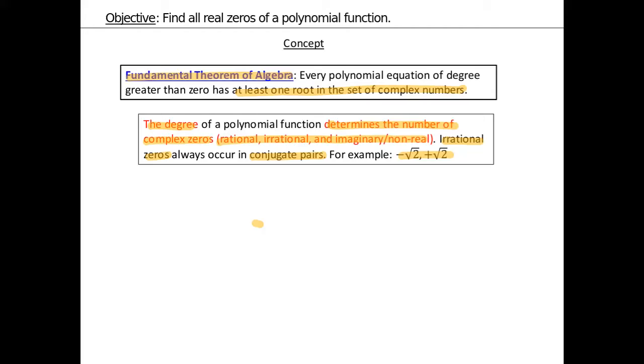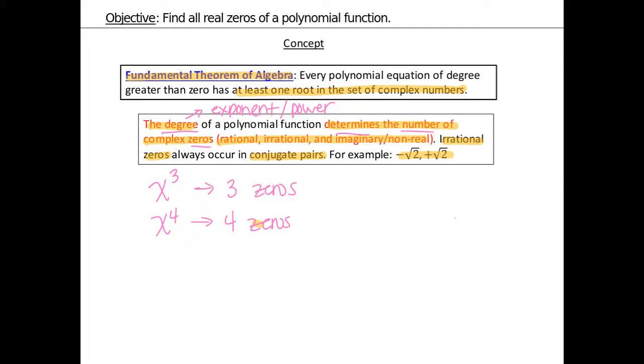And so what this is saying, the degree, this is talking about the exponent or the power. The highest x power will determine the number of zeros that you have in your polynomial function. So for example, if this is an x cubed, this tells me that I'm going to have 3 zeros. If I had an x to the 4th power, that tells me I have 4 zeros.